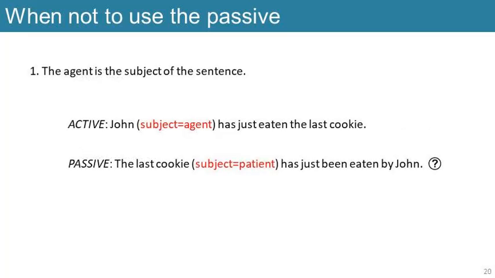Firstly, the active voice, in which the agent is the subject of the sentence and the verb tells what he, she or it does, is the default. Flouting the default produces odd sentences such as "the last cookie has just been eaten by John," instead of the much more natural "John has just eaten the last cookie."